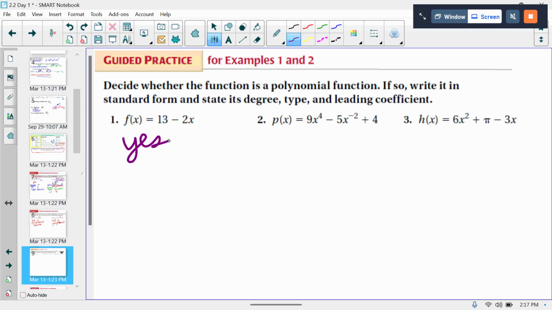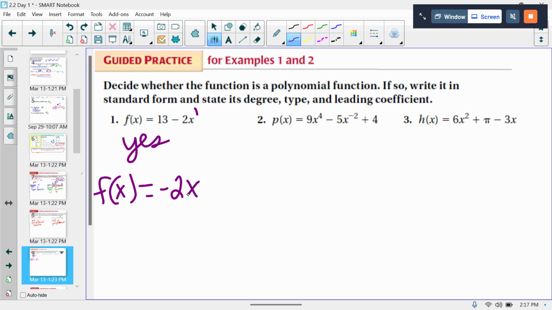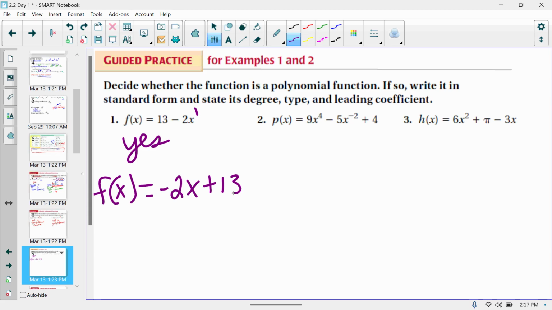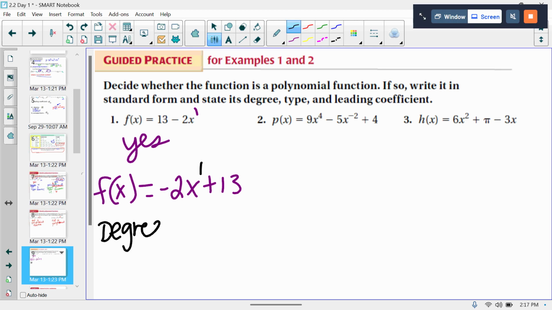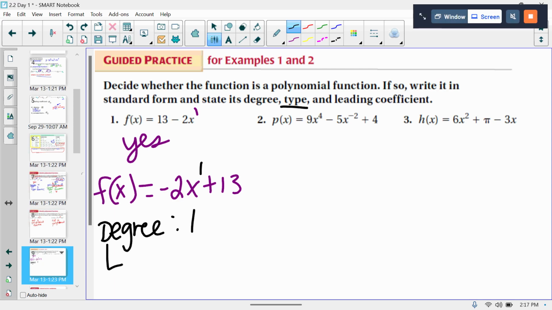We'll say yes. Standard form, the term with the highest exponent, which is just a 1, has to come first, so negative 2x, and then the positive 13. 13, remember, is called the constant. You're always going to write the constant last, the part that has no variable. So the degree, again, is the highest exponent that there is, which is just 1, which means the type, it's a linear function. Like if we graph this, it's going to make a line.